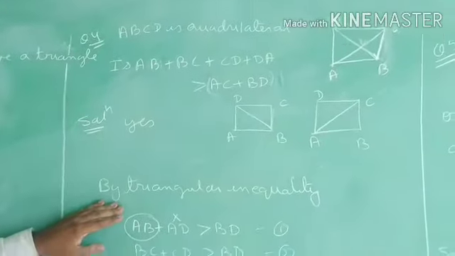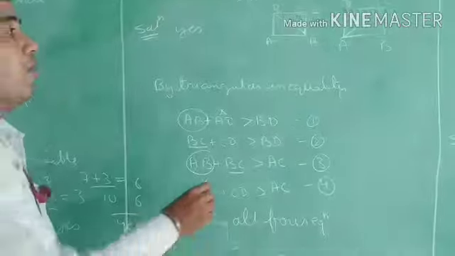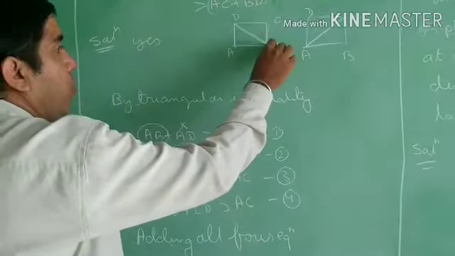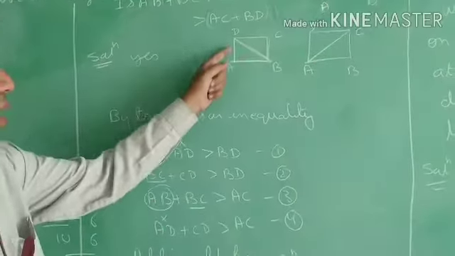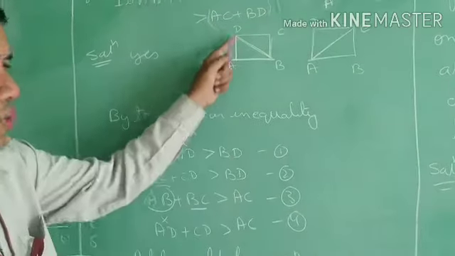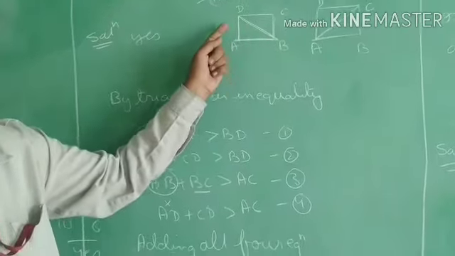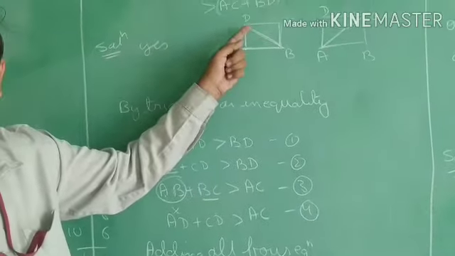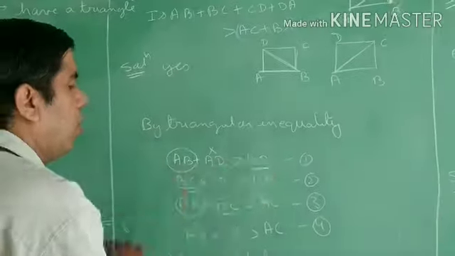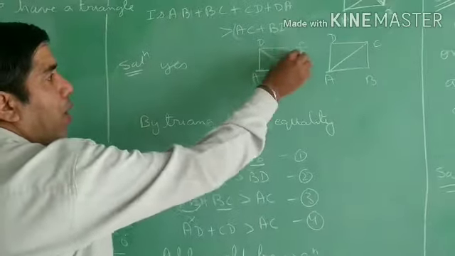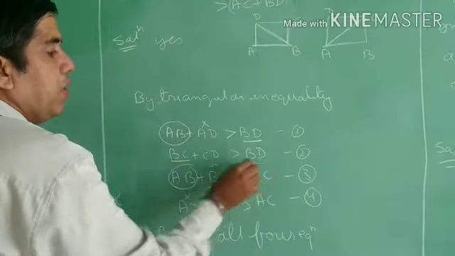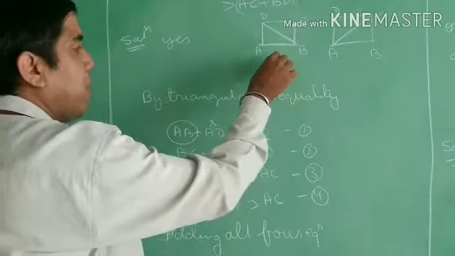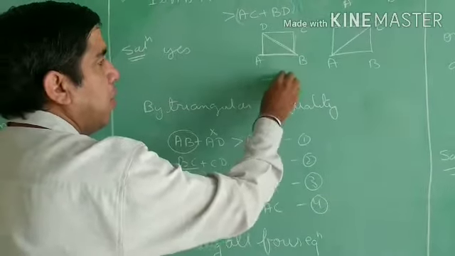Now by the triangle inequality, we already know that if it is a triangle, this inequality will be true. So I am taking this triangle first: AB plus AD is greater than BD. You can see easily, right? The sum of two sides is always greater than the third side. So I got the result. In the same way, for the triangle above, BC plus CD is greater than BD. I got the result.